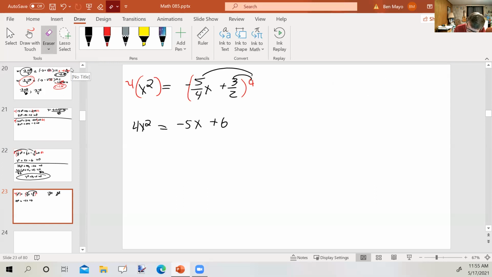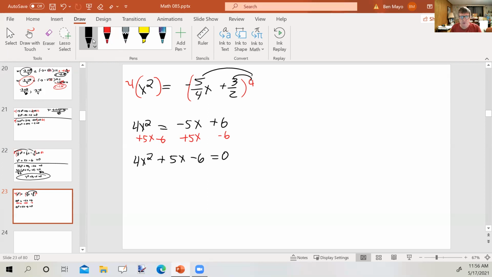Now, let's go back and put this thing in standard form. We'll add 5x to both sides and subtract 6 from both sides. 4x squared plus 5x minus 6 equals 0. So our equation is in standard form and there's no fractions. Again, you could use the fractions in the quadratic formula. You don't want to. Most people that do that end up not getting the right answer. So I highly recommend getting rid of the fractions. So now I've got a is 4, b is 5, and c is negative 6.